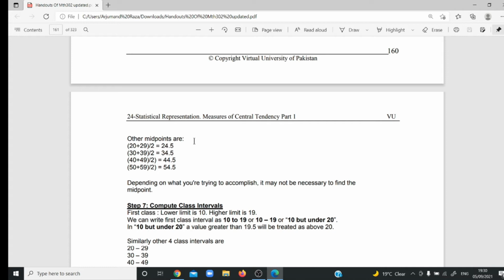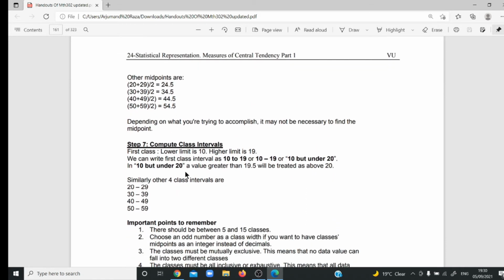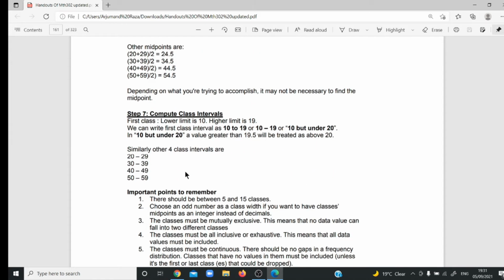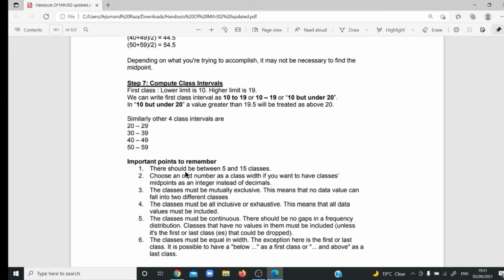So here we'll get something, and after adding each and every number, you will get the numbers in decimals. Once you get the numbers in decimal, you have to round up. Don't forget to round up. Okay, so the class intervals should be, they have explained the same thing, 10 plus 19, 10 to 19, the class interval will be here, or 10 but under 20. Can you see? Similarly, the other class intervals are from 20 to 29, then they have started from 30 to 39. Why? Because this is inclusive, not exclusive.